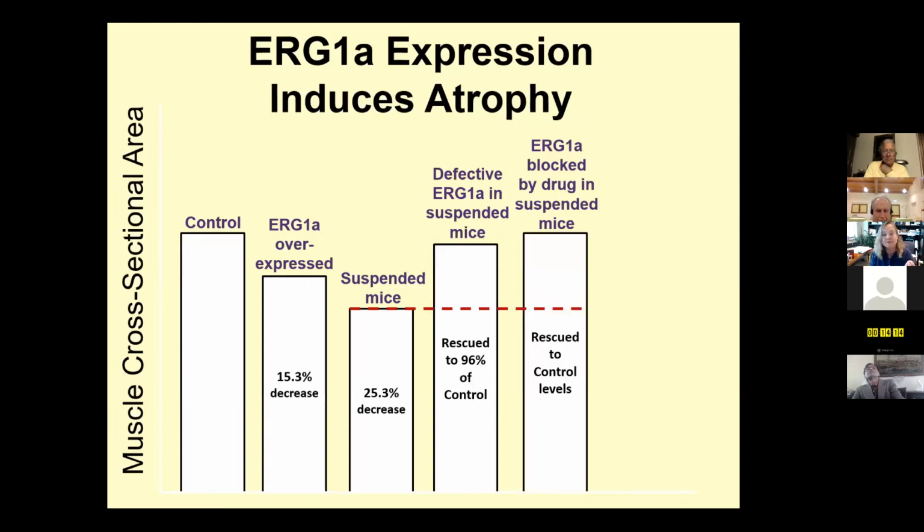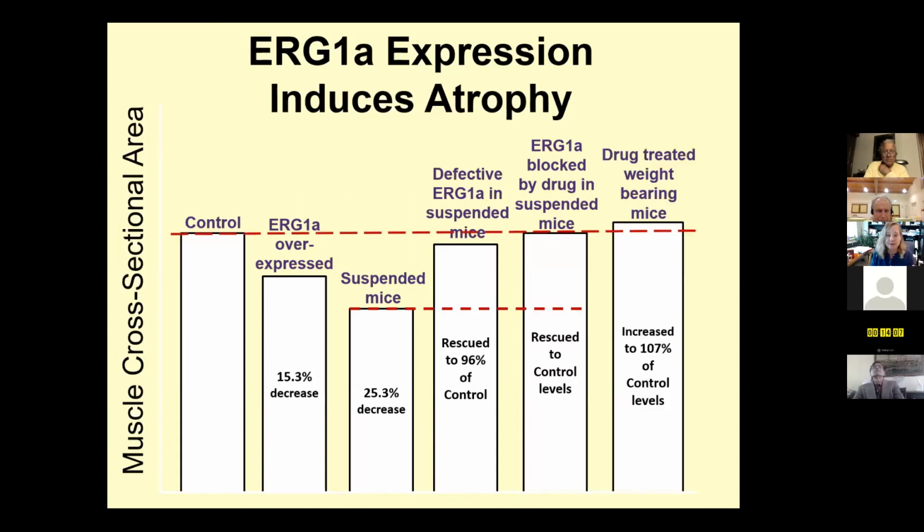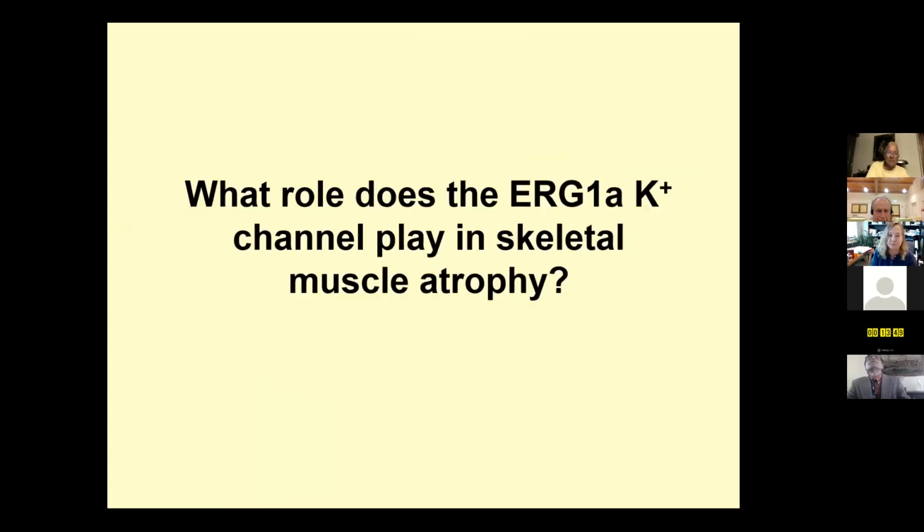We could do the same thing with suspended animals who were given a drug that blocks ERG. And what we found is that in the weight-bearing animals who got this same drug, there was actually a slight, non-statistically significant increase in the cross-sectional area of the muscle, suggesting that it is indeed in normal muscle. It's just very, very low levels, which is why it was never detected before.